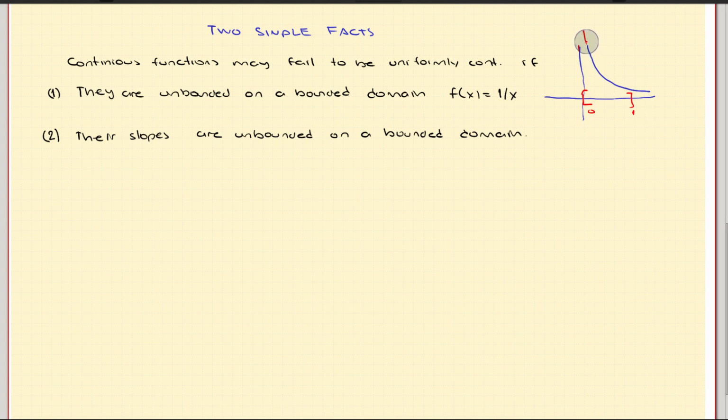And this function is not uniformly continuous. Another condition is if the slope of the function is unbounded, for example, it goes to infinity on a bounded domain. And the example here is the function y equals x squared.